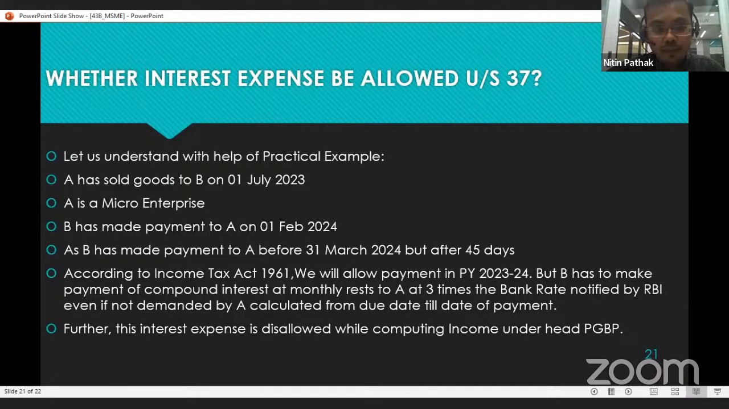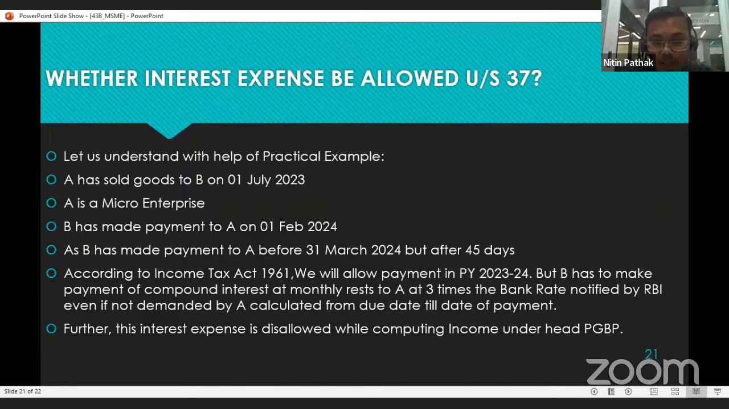Let us take an example of this interest. A has sold the goods to B on 1st July. A is a micro enterprise. A is registered under the MSME, and A's category is micro enterprise. B has made the payment on 1st February 24. B has made payment to A before 31st March, but after 45 days, as per the MSME Act.